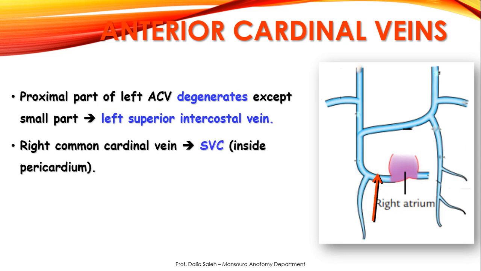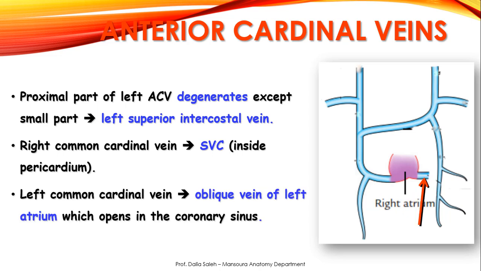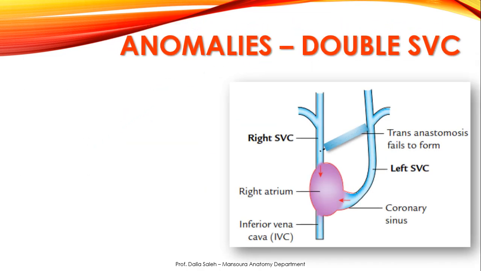The right common cardinal vein will form the superior vena cava, which lies within the pericardium, while the left common cardinal vein will shrink, and the remnant of it will be the oblique vein of the left atrium, which opens into the coronary sinus. What about the anomalies of the superior vena cava after we know how it develops?